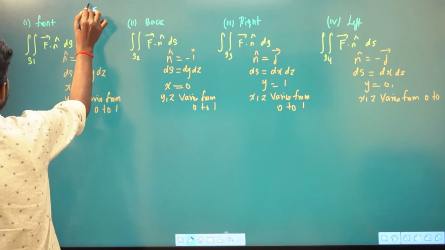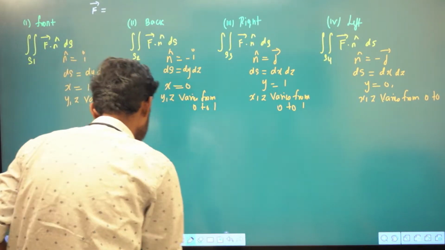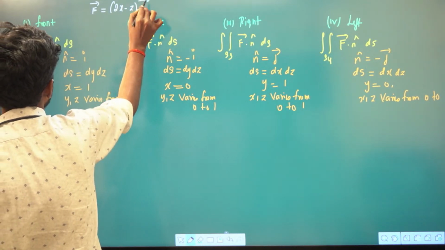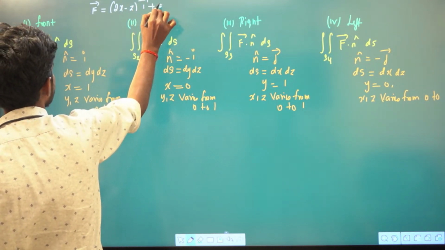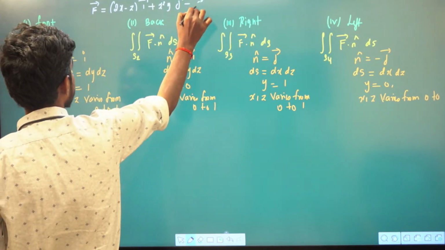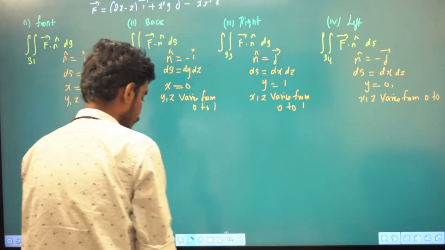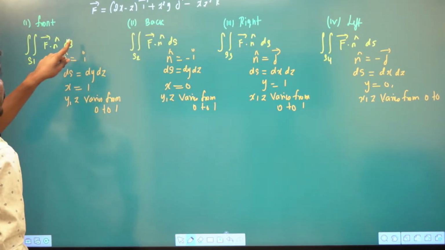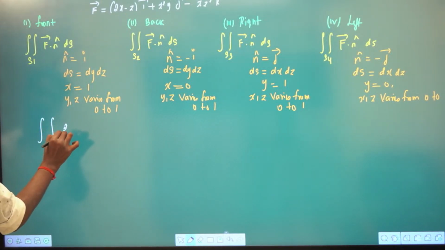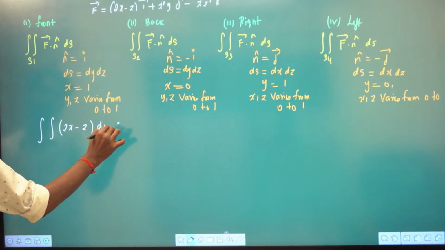It is given in the question. So F vector is (2x minus z) i vector plus x square y j vector minus x z square k vector. So F dot n cap. So F dot i, it will be (2x minus z) dS, that is dy dz.